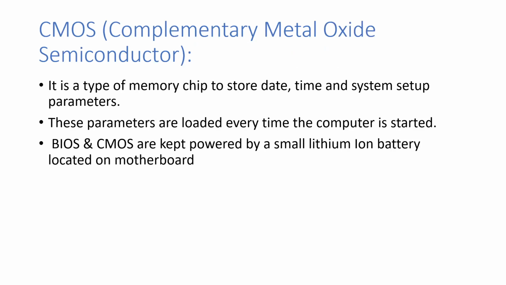Next one is CMOS, that is complementary metal oxide semiconductor. It is also a type of chip. It is used to store the date and time and system setup parameters. And it is loaded. The parameters are loaded every time the computer is started. And it is powered by the lithium ion battery located on the motherboard.